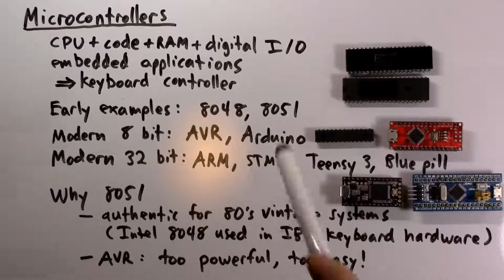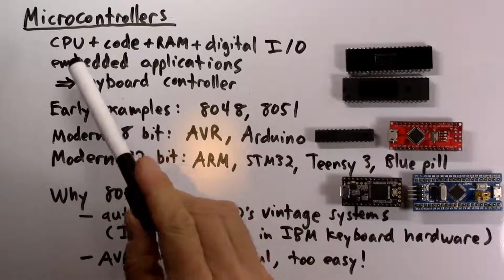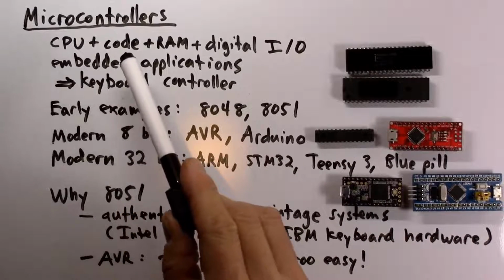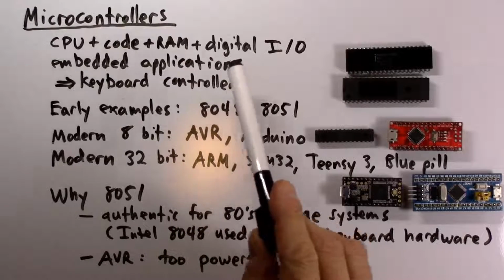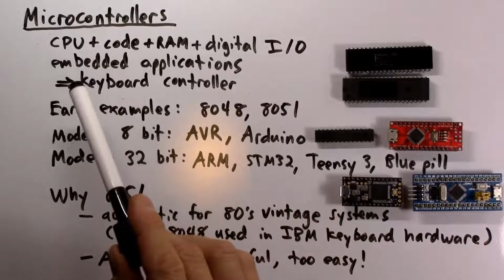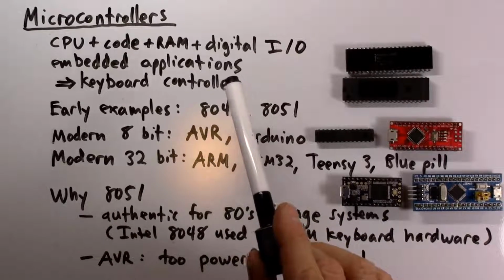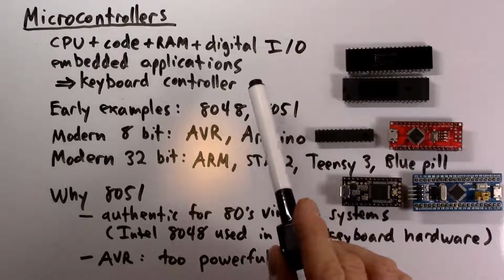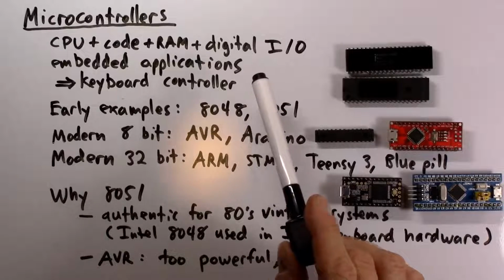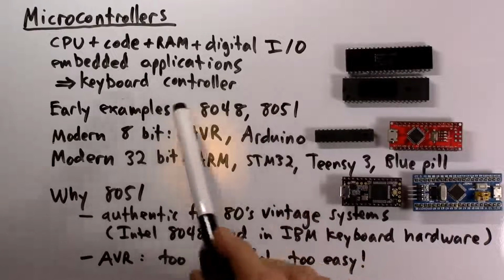All right, so let's talk a little bit about microcontrollers. A microcontroller is basically just a small computing device that has a CPU, some code memory, a small amount of RAM, and some digital I/O pins. Microcontrollers are incredibly useful for a wide variety of embedded applications. Just about any kind of application you can think of where you would build a small computing device into a system is something where a microcontroller might be a good solution.